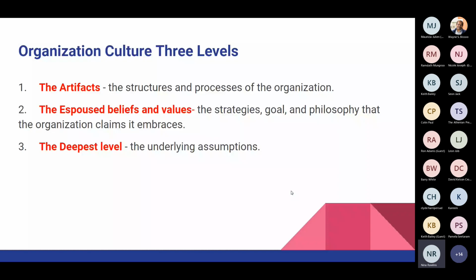Here we look at organizational culture and its three levels. This is based on Schein 2004, where he said that culture has three basic levels. The first one is artifacts. These are the structures and processes of the organization. They are the things that an outsider can see, and it may include dress norms. Next, espoused beliefs and values are the strategies, goals, and philosophy the organization claims it embraces. It can affect how the members interact and represent the organization and can be reinforced in public declarations.